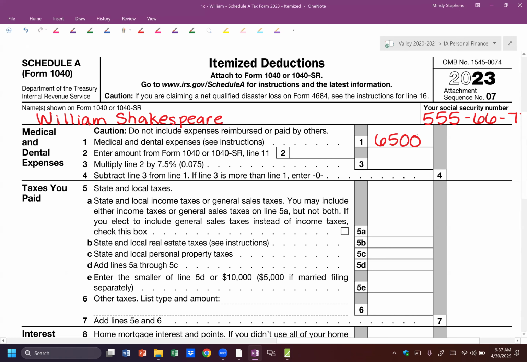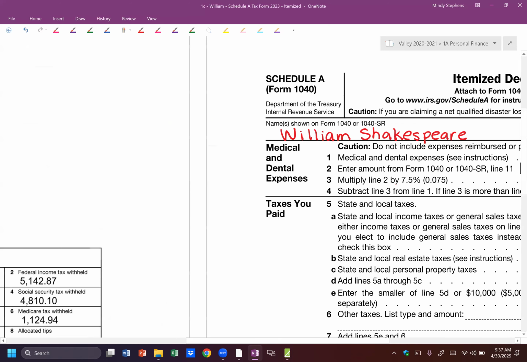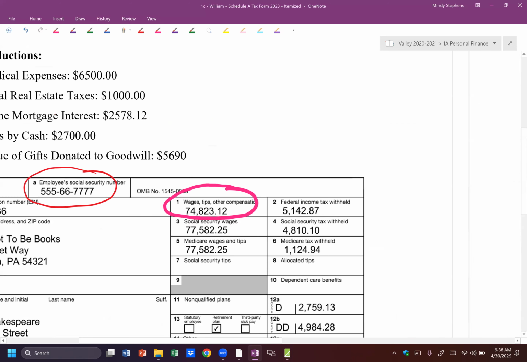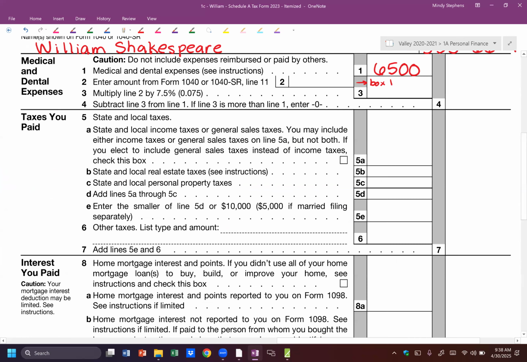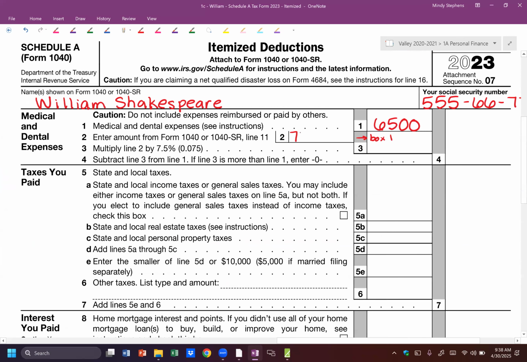Line 2 says enter amount from form 1040 or 1040 SR line 11. This, we haven't done that 1040. This is where I told you to look at box 1 on the W-2. So we're going to go to his W-2 and box 1 is that one right there that I have circled. So 74823.12. We're going to write that on line 2. And you have to write kind of small. Make sure you can read it though.